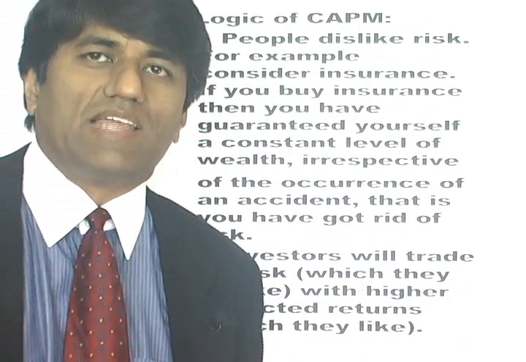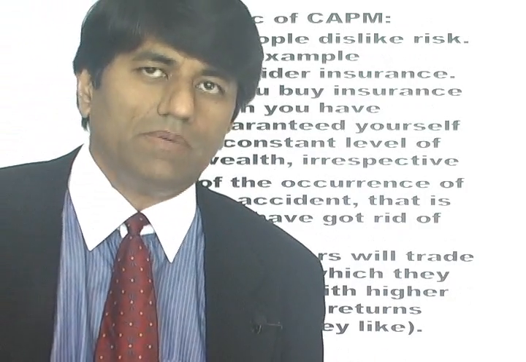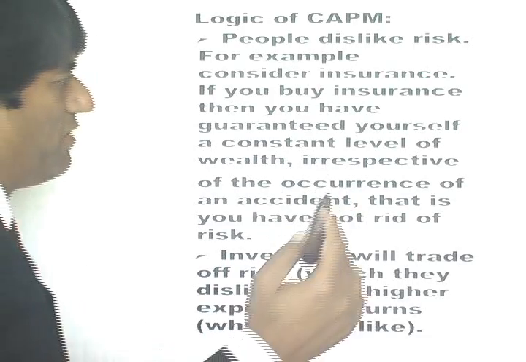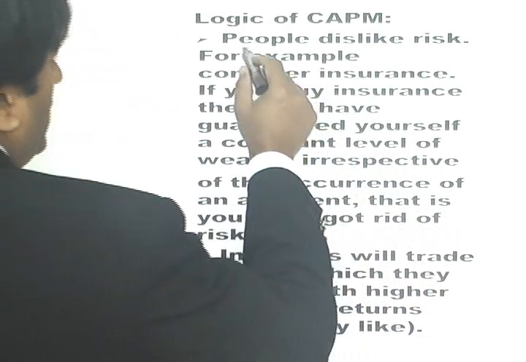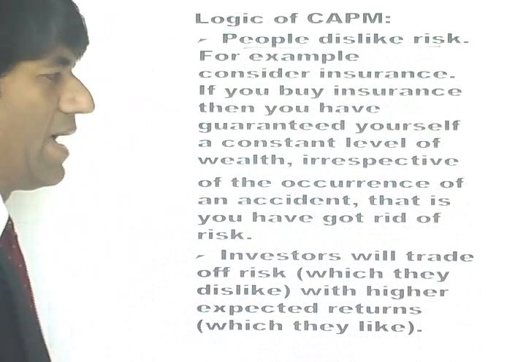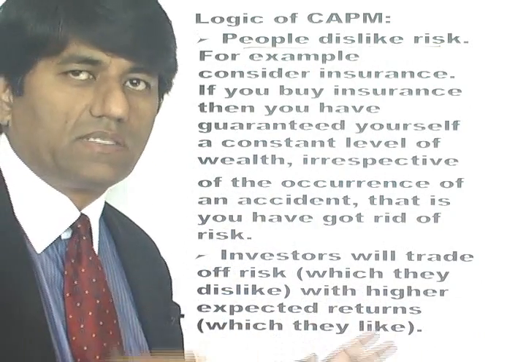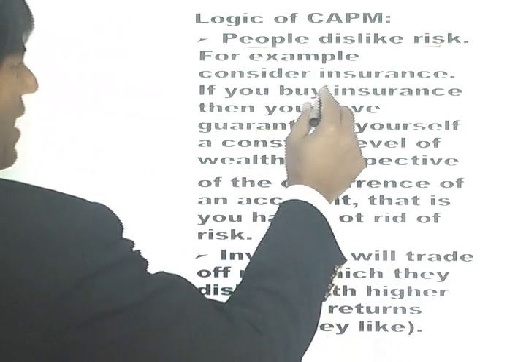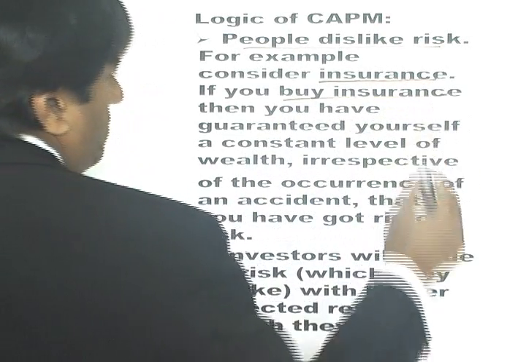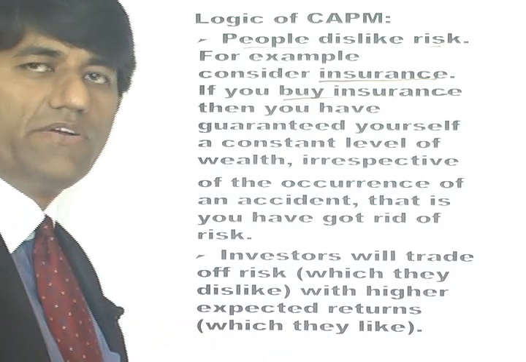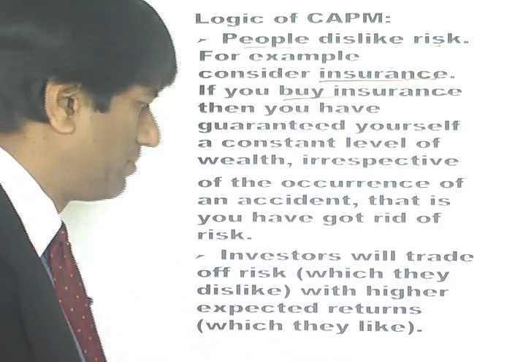So as a revision, I'm going to go over the logic of CAPM, going through the different steps. Now, the very initial idea is that people dislike risk. And what do we see in the real world which says this is the right idea? Well, people buy insurance. That enables them to get rid of risk, and for that they pay a price.